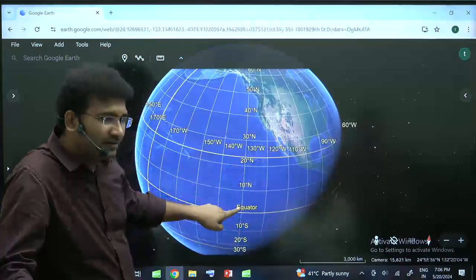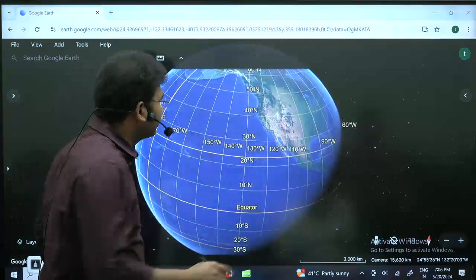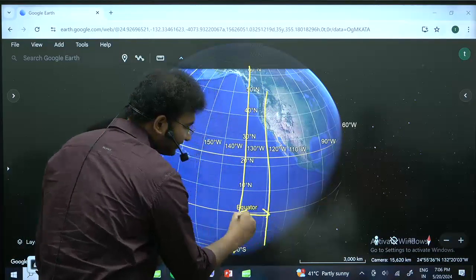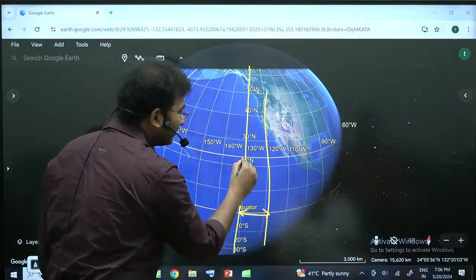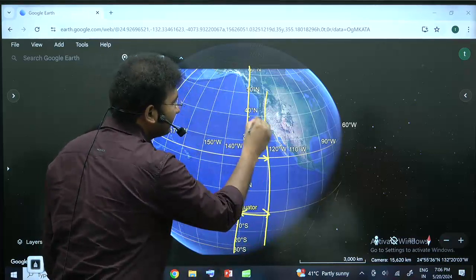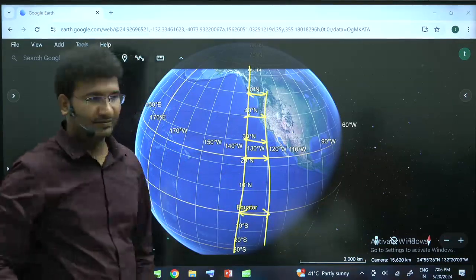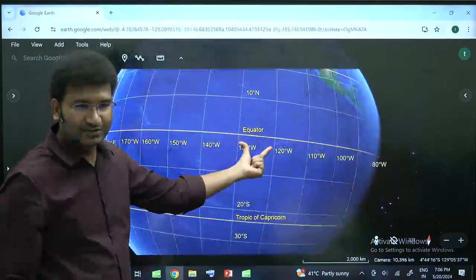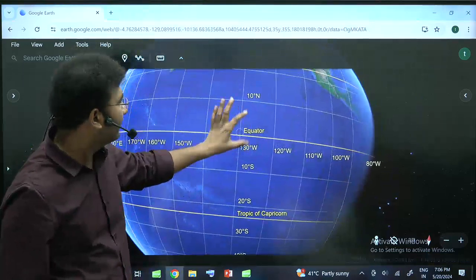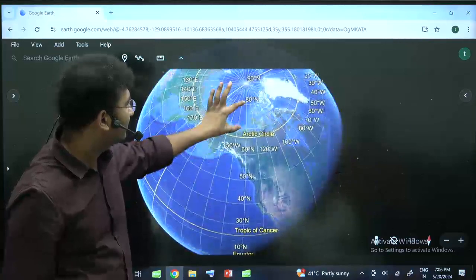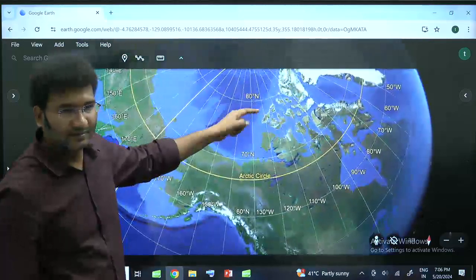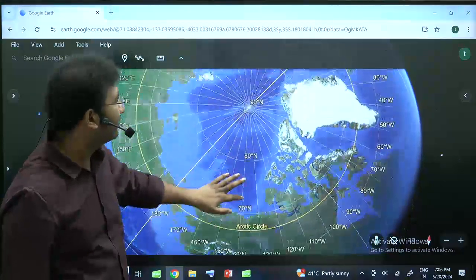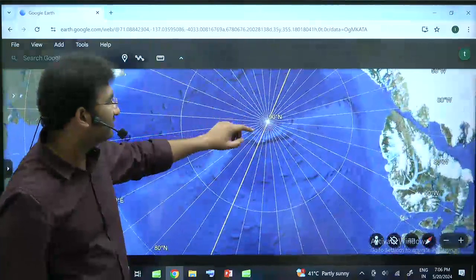If this is the prime meridian, or just imagine this is a longitude. This is a longitude. This is a longitude. At the equator the distance is the greatest. As you move away from the equator, the distance between two longitudes is reducing. Okay? Look here, at the equator the size between two longitudes is more, and then the distance between two longitudes is lesser. As you go towards the poles, all the longitudes will come and join at the North Pole.